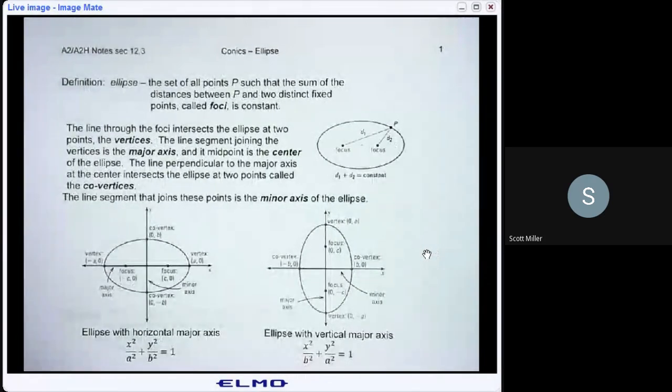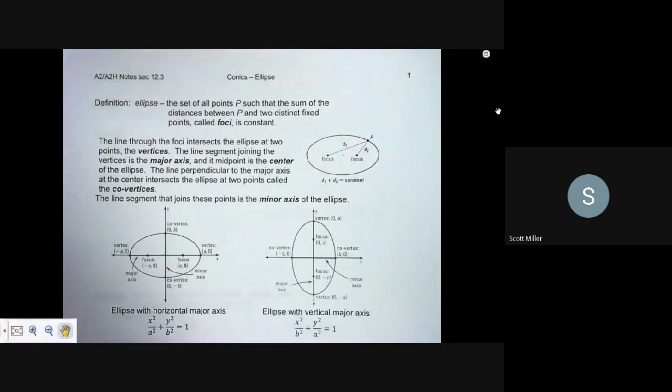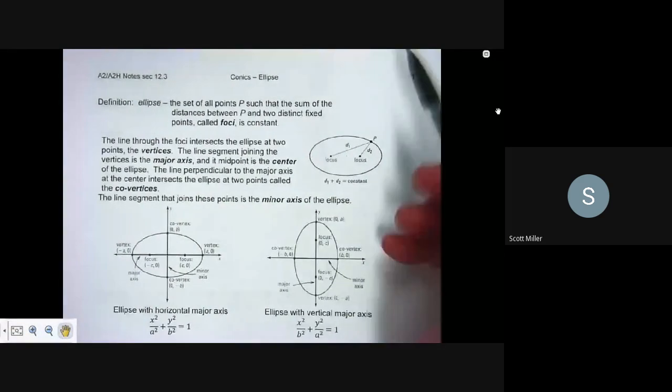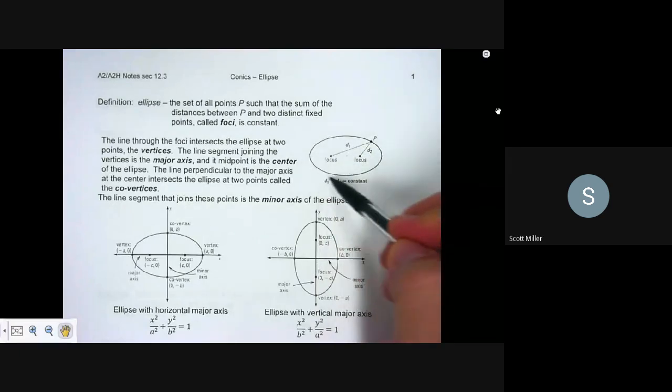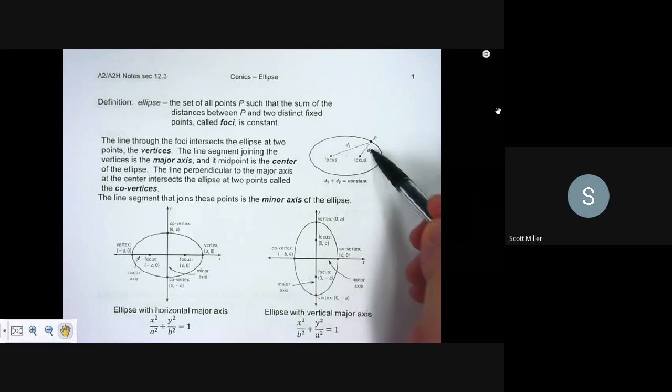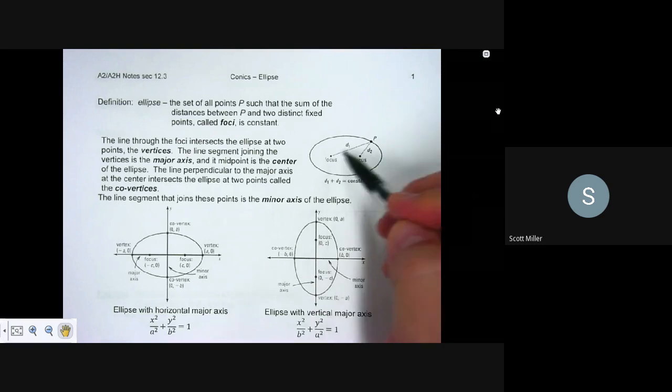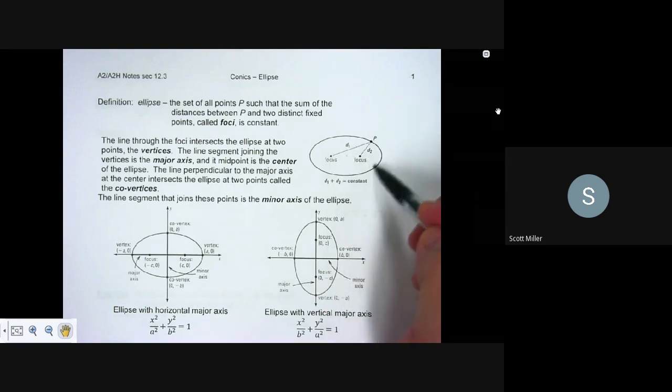So today we're going to be looking at section 12.3, the ellipses. Let's take a look at those and see what an ellipse is. An ellipse, by definition, is the set of all the points such that the sum of these two distances is constant. So every point on the ellipse, the sum of these two distances from these two fixed points called the foci will be exactly the same number.